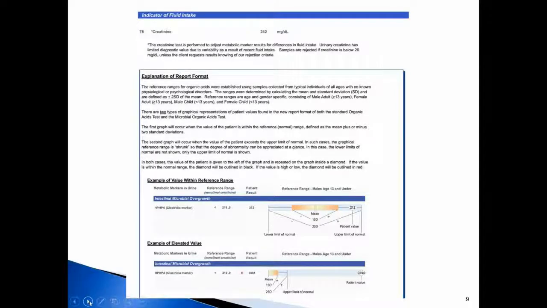One thing to keep in mind about the organic acid test is the reference ranges are based on sex and age. So male, female, greater than 13, less than 13 years of age will have different reference ranges for the markers. That's important to recognize, because if you're doing an organic acid test, for example, on your child, and you do one when they're 12, and then a couple years later you do another one, the reference ranges will have changed based on their age.